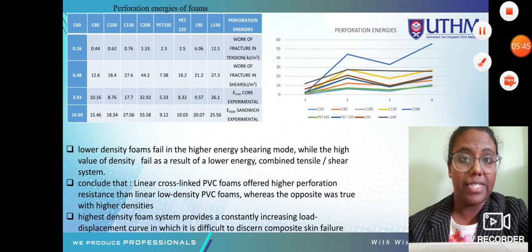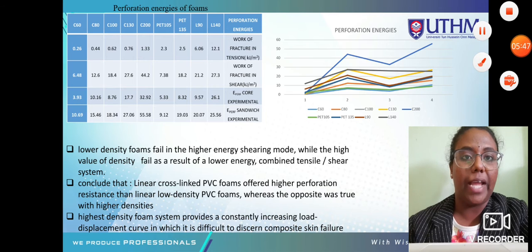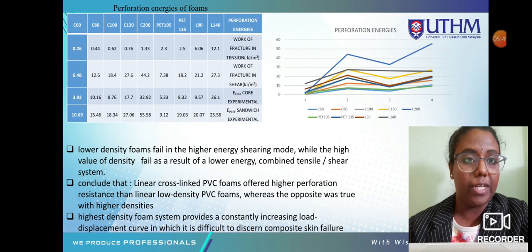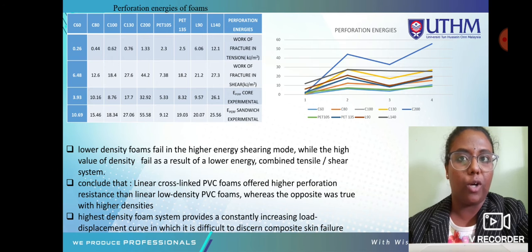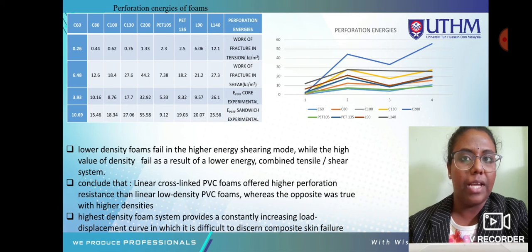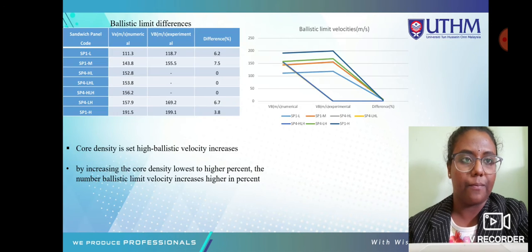While this table is about perforation energies of foams and the graph is drawn beside, this graph suggested that the higher density cross-linked foam would have outperformed their linear counterparts if failure had occurred in pure shear mode rather than mixed shear or tensile mode. At last, it is clear that PET foams give the lowest perforation energies, with values roughly one half of those provided by cross-linked foams.